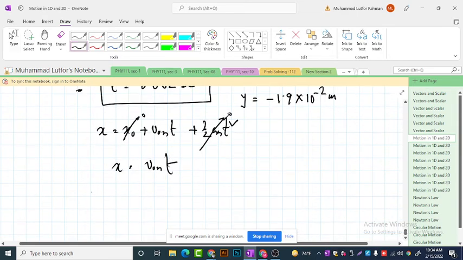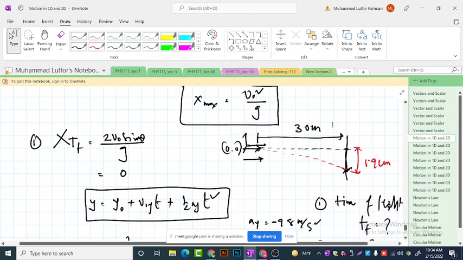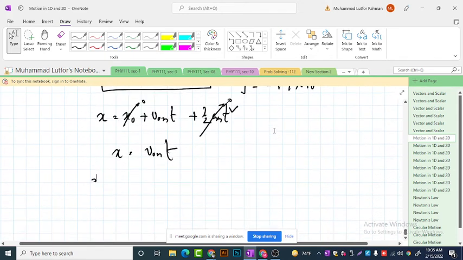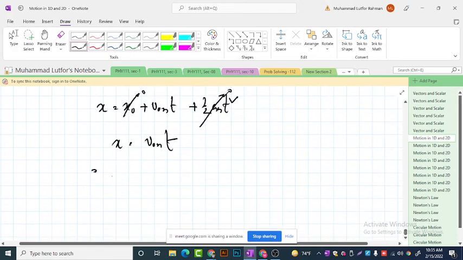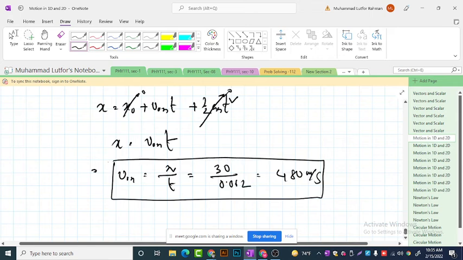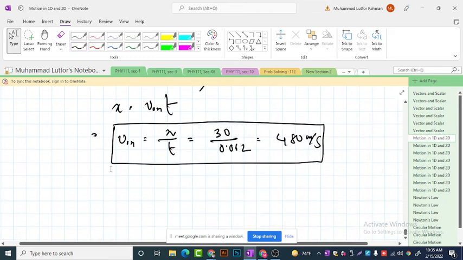I know the x they give us, which is actually 30 meters, and I also know the time it travels in that direction, which is 0.062, that I found out, which is the time of flight. Then I can find v naught x would be x divided by t, that would be 30 divided by 0.062, it would be 480 meters per second. Sorry, it was not a dart, it was actually a bullet. That would be the initial speed. At that speed it was thrown.